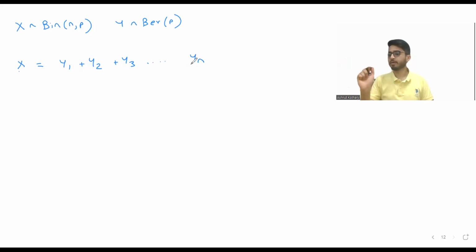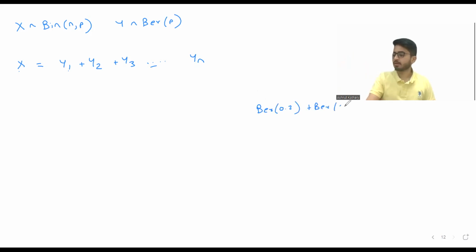What do I mean by independent? Outcome of one does not influence the other. What do I mean by identical? All of them must follow Bernoulli with the same parameter. Note that a Bernoulli 0.2 plus Bernoulli 0.3 will not give a binomial. If both of them have the same parameter and both of them are independent as well, then only will I get a binomial. So remember the usage of the terms independent and identical.